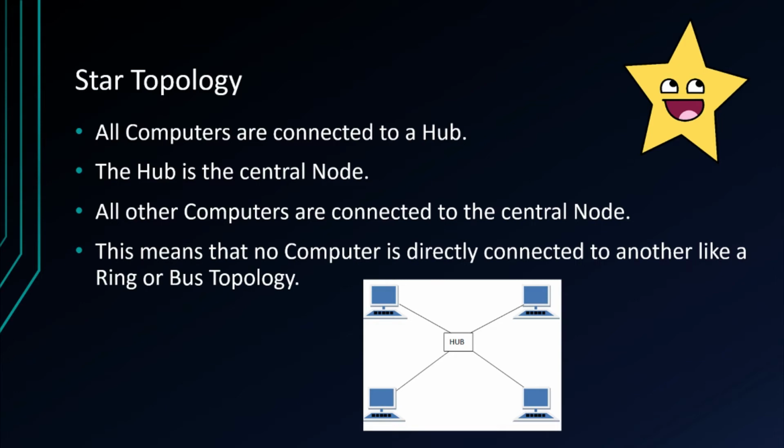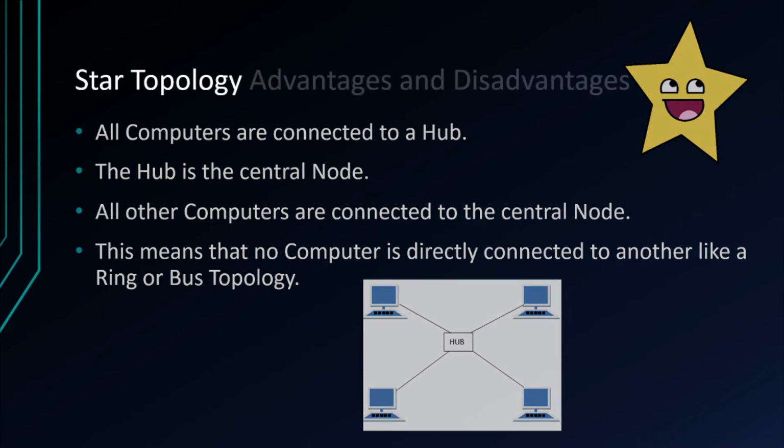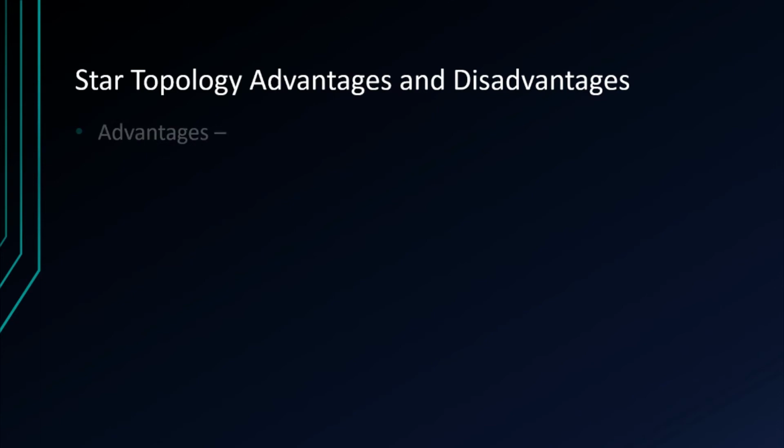So no computer is directly connected to each other like the ring or the bus topology. They're connected to the central node. So let's talk about some advantages and disadvantages.